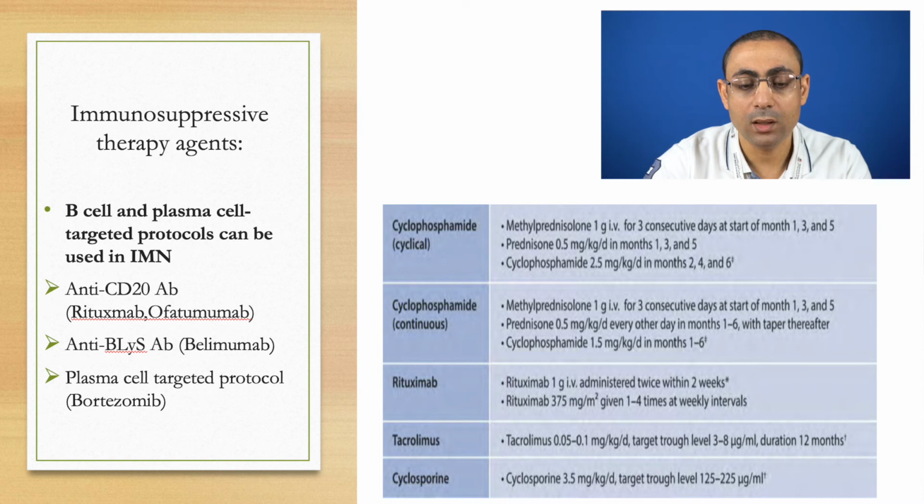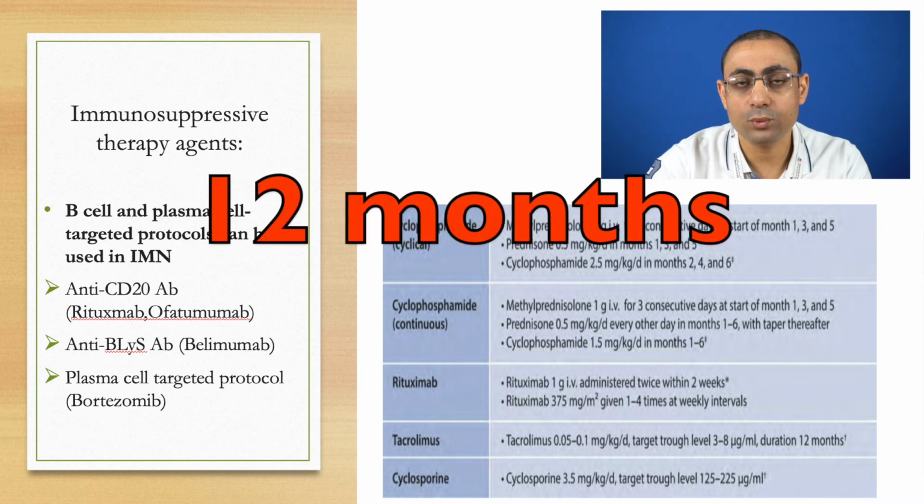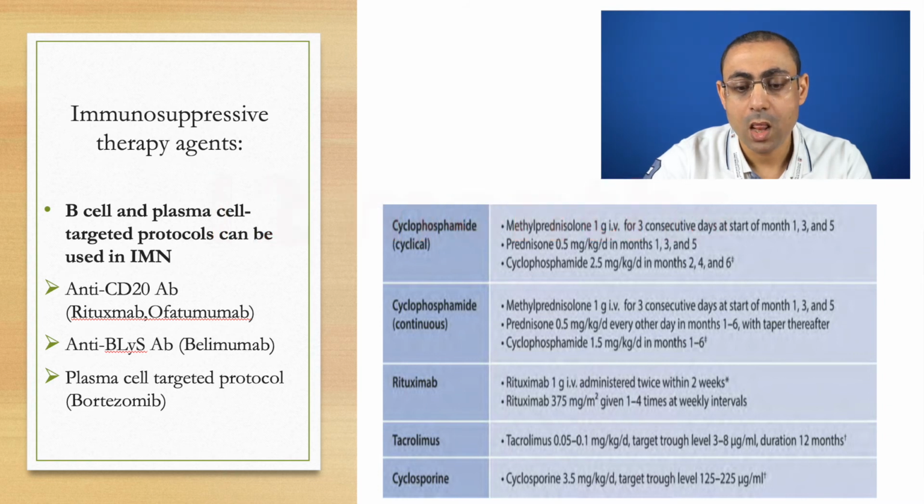Tacrolimus and cyclosporin can be given with steroids for a duration of up to 1 month with regular checking of trough levels.